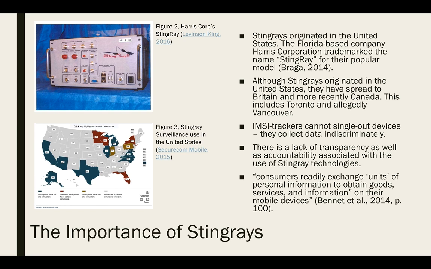As the article Expanding Mobile and Location-Based Surveillance states, consumers readily exchange units of personal information to obtain goods, services, and information on their mobile devices. Kevin McQuiggan is also quick to point out that we are forced to trust authorities with this technology, as the trade-off is essentially better protection. It is important to note that information on stingrays tends to come from public advocacy organizations due to the secrecy of law enforcement, and this focus on public interests only intensifies the concern for privacy and security.